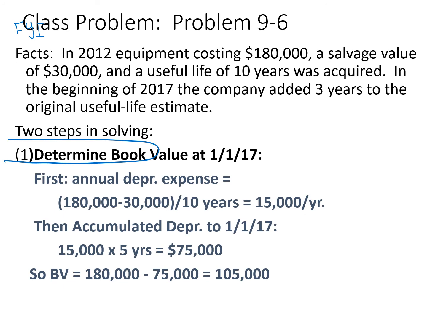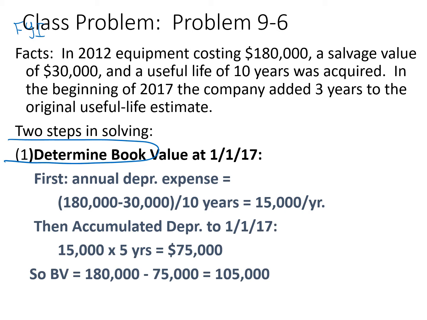So here's an example. We have in 2012 equipment that cost $180,000, salvage is $30,000, has a 10-year life, and we depreciate it accordingly until the beginning of 2017, when we say, oh, it's not going to live 10 years, it's really going to live 13 years. So how do we do that?